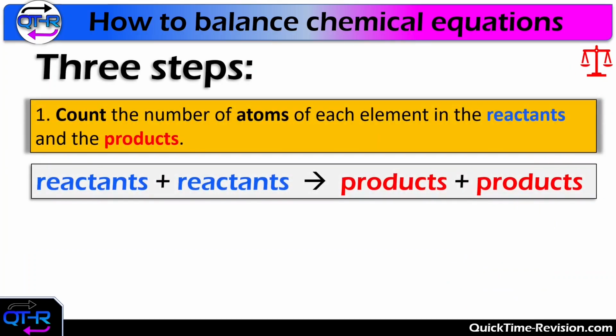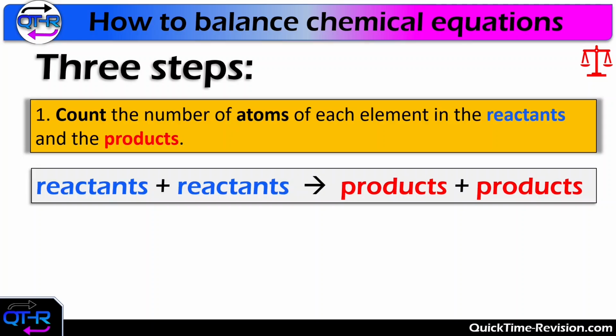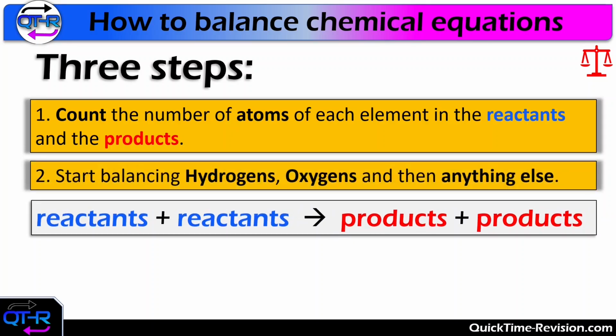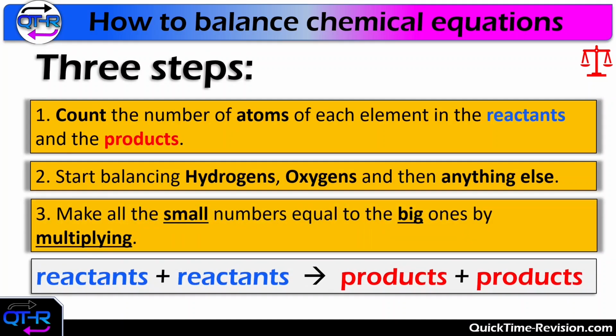Now, we're going to be able to do the balancing of equations with three simple steps. Step number one is going to be to count the number of atoms of each element in the reactants and products. Step number two, start balancing hydrogens, oxygens, and then anything else. Step 3, make all the small numbers equal to the big ones by multiplying.